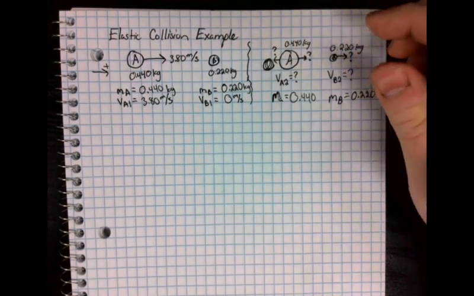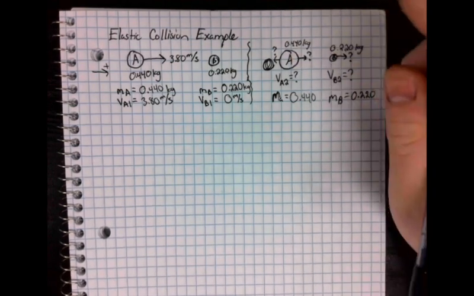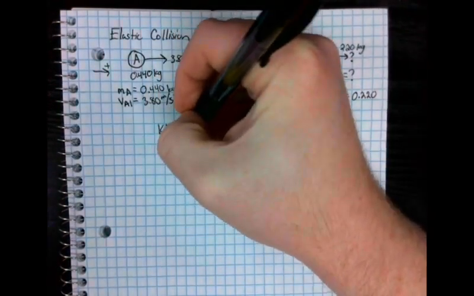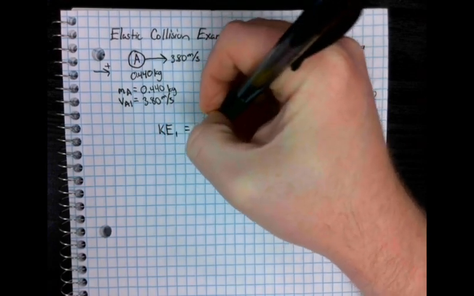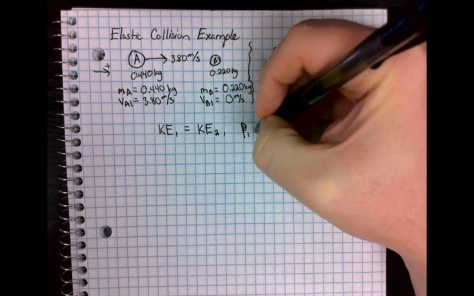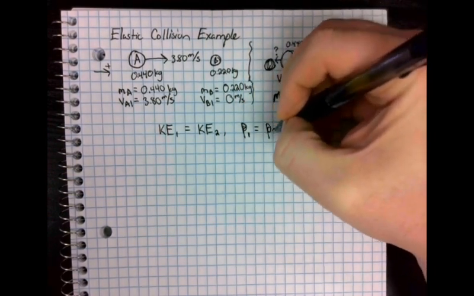Now, because it is an elastic collision, we know that the kinetic energy at point 1 must be equal to the kinetic energy at point 2. We know the total momentum, P1, is equal to P2.